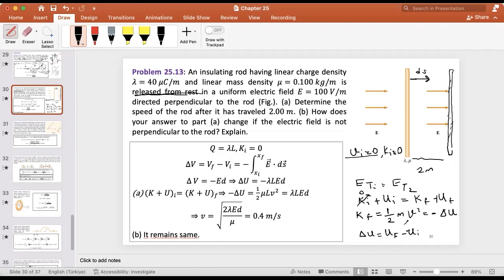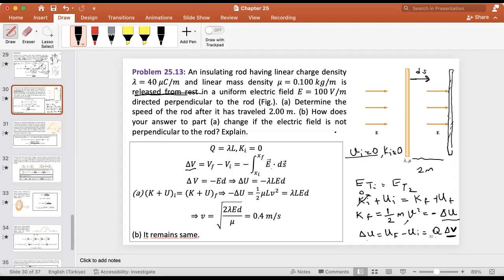Okay, perfect. If I know delta U, can I calculate the speed? Yes. What is the potential energy difference? Potential energy difference equals q multiplied by delta V. Potential difference, not potential energy difference, potential difference. If I calculate delta V, and if I know q, I can calculate this potential energy difference, and then you can calculate the speed. Firstly, I need to calculate delta V. How can I calculate delta V? Delta V equals minus the integral of electric field dot ds.